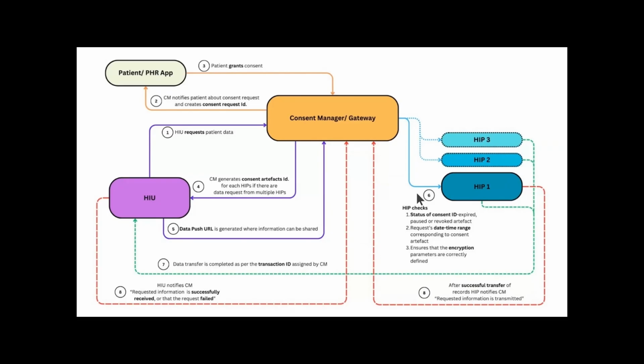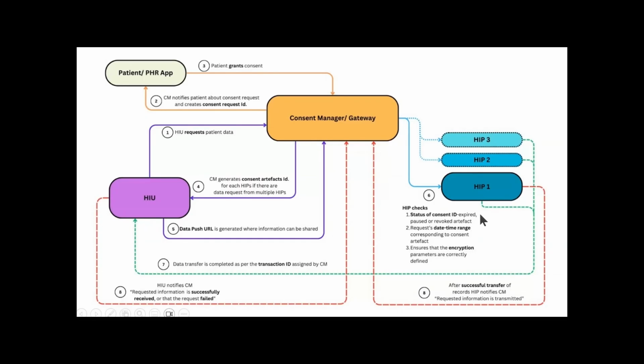Step 7. Data transfer based on transaction ID. The HIP now sends the encrypted patient data to the HIU data push URL directly. This data transfer is tracked using a transaction ID assigned by the Consent Manager to keep the entire process accountable and traceable. Step 8. HIU notifies CM of success or failure.